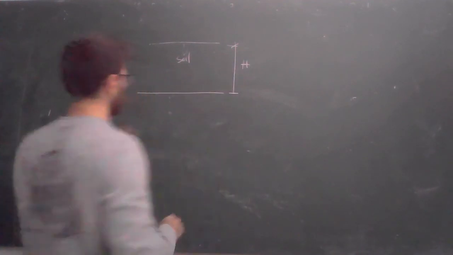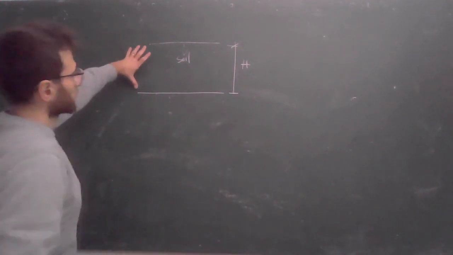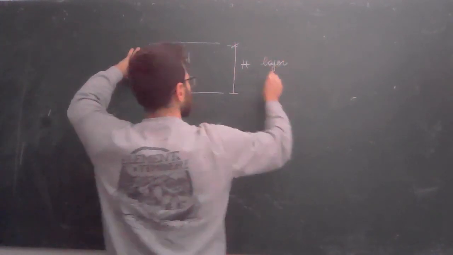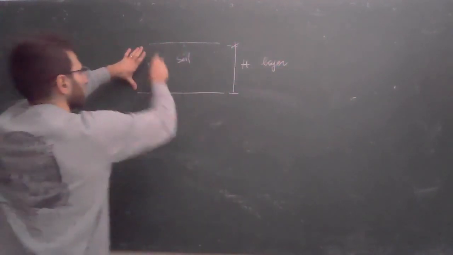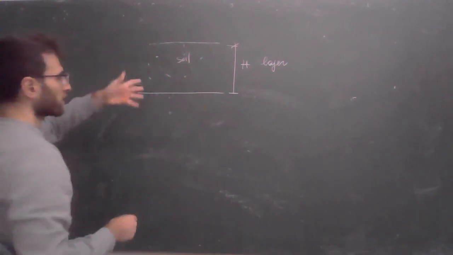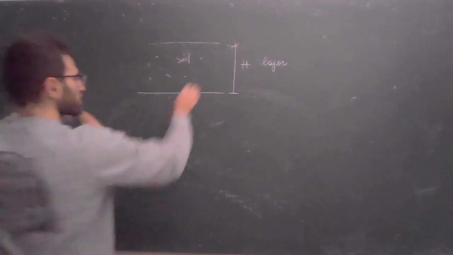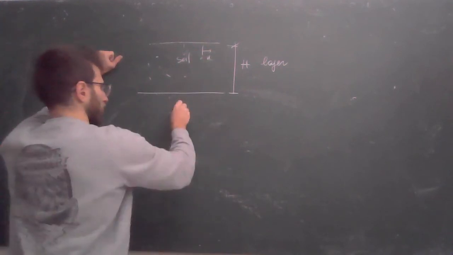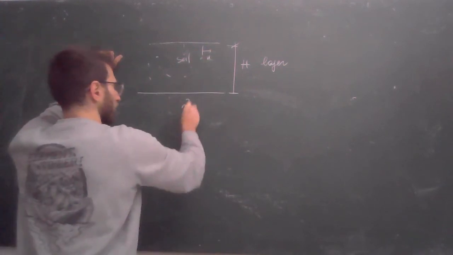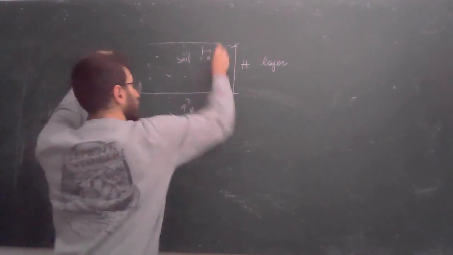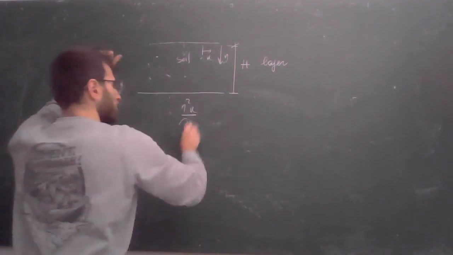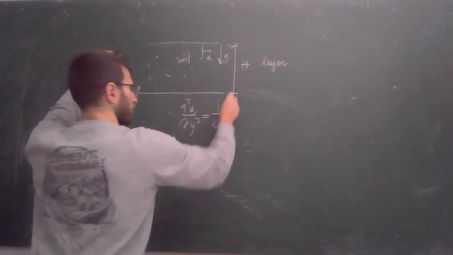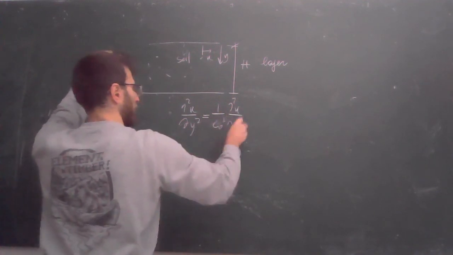This is the depth, the thickness of the layer of soil. And we know that the wave equation is just the same as for u. So it's d squared u over dy squared is equal to 1 over c0 squared d squared u over dt squared.